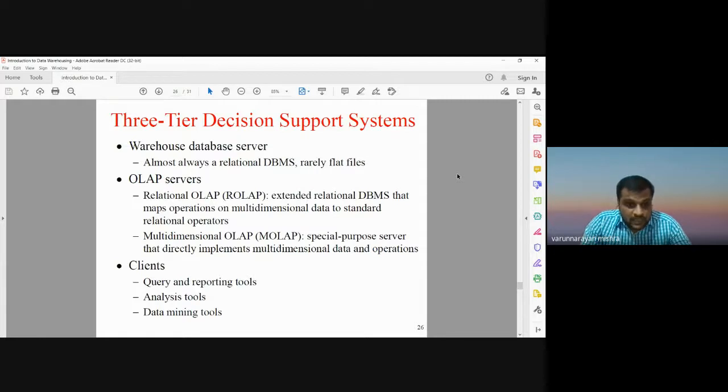So the clients for this kind of decision support system, it's a three-tier decision support system. The clients include the query and reporting tools, analysis tools, and data mining tools. So you can say the decision support system has multiple clients depending on the query and reporting tool, what analysis tools are used in decision support system, and what tools are going to be used in the data mining process. So this is all about the three-tier decision support system.